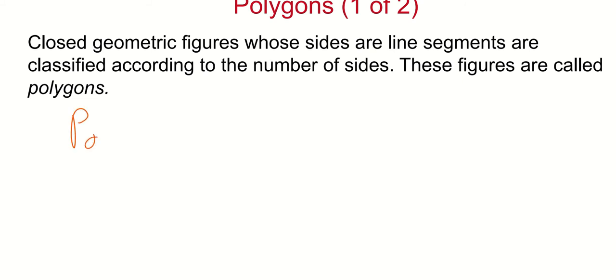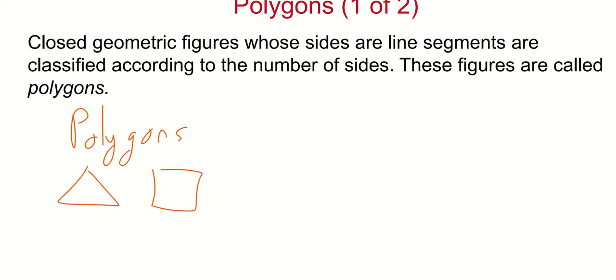So for example, if you wanted to see some polygons that you may have already encountered before, things like triangles, squares, pentagons, for example, these are all examples of polygons. They're closed geometric figures, closed meaning that there's a definitive inside and outside of each region, and it's important that the sides are composed of straight line segments.